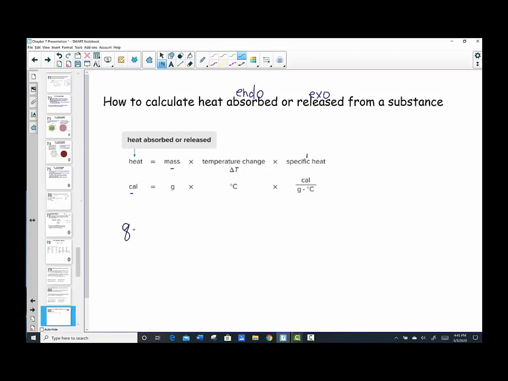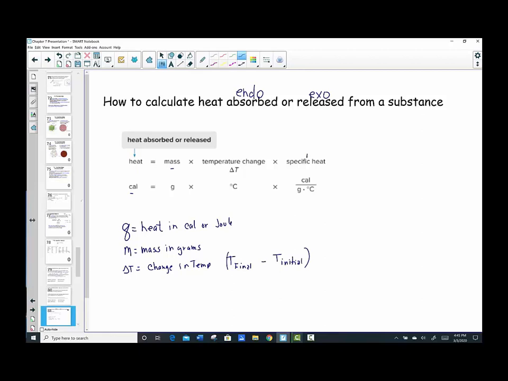Heat gets the letter Q for a symbol. I don't know why, but Q is given to heat. M stands for the mass measured in grams. Delta T stands for the change in temperature. And just think about what that means. You would find a change in temperature by knowing its initial and final. So T final minus T initial is how much it changed, using a thermometer.